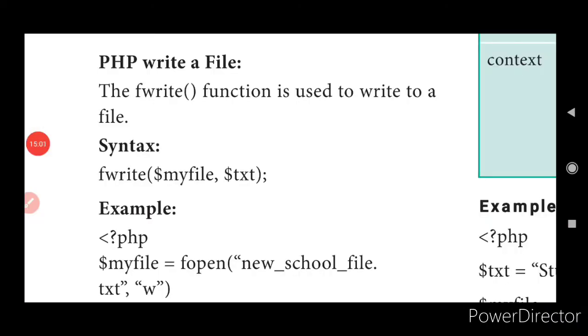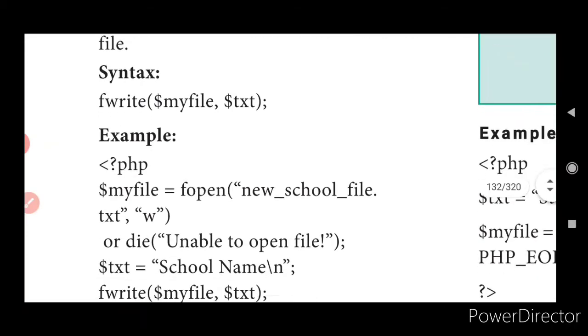Now PHP write the file. Why do we use write file function? We use it for writing a file. What is the syntax for it? As usual for fread, what do we have? The same only is going to be here. You will have an object name comma your text.